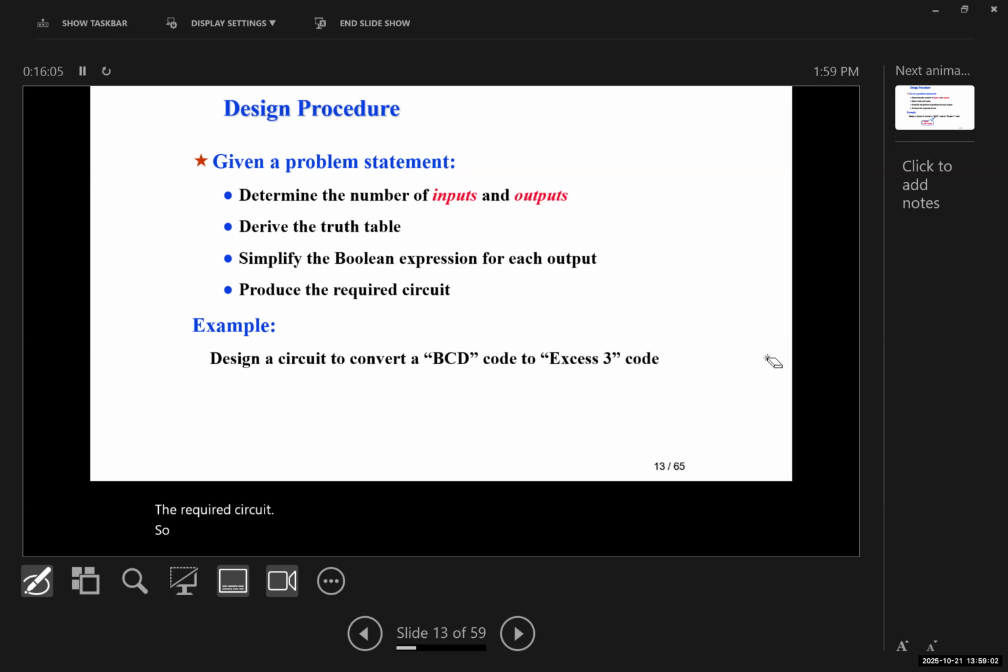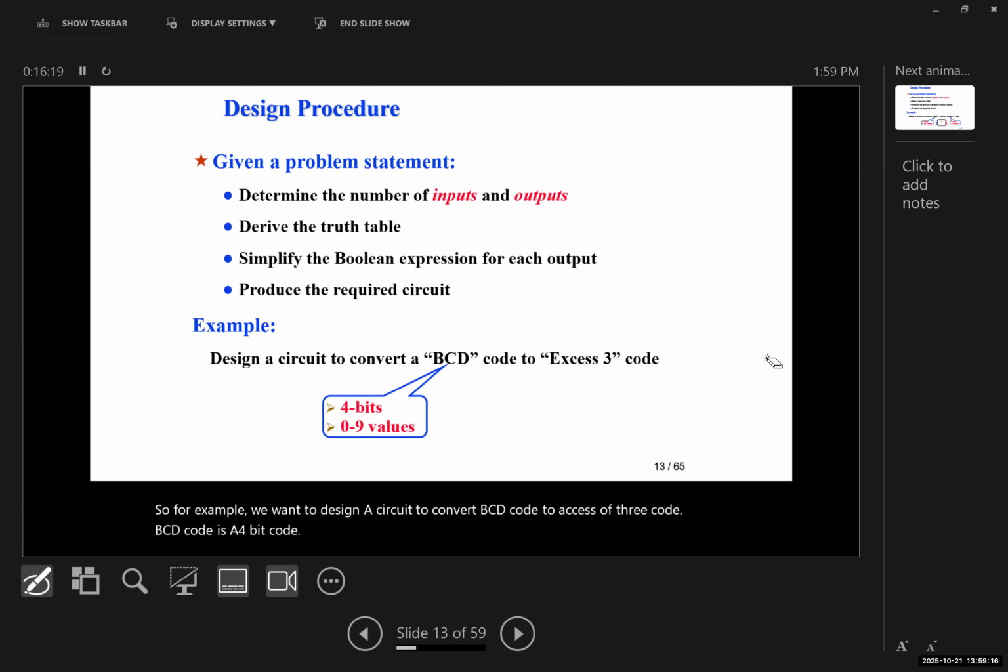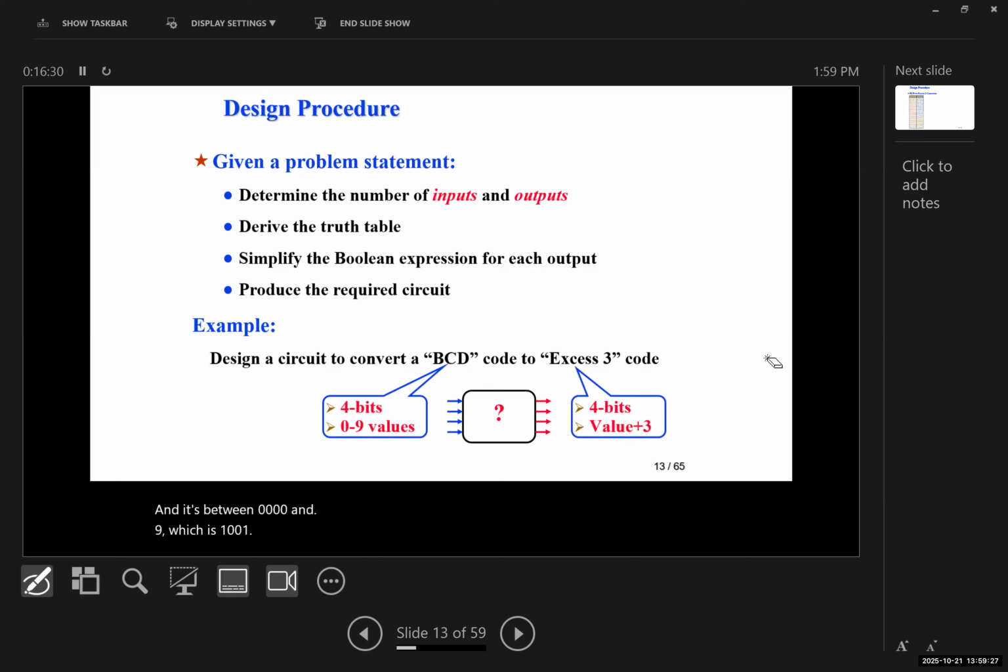So for example, we want to design a circuit to convert BCD code to excess-3 code. BCD code is a 4-bit code, and it's between 0000 and 9, which is 1001. The excess-3 code is also 4 bits, and its value is the BCD value plus 3. So if you have 1, it's going to be 4, and so on. So how can I design a circuit to convert BCD to excess-3?